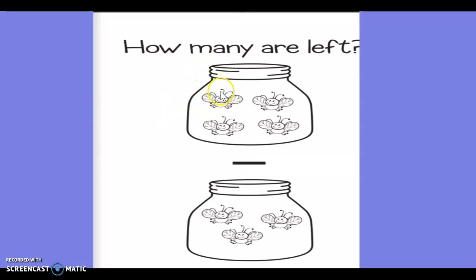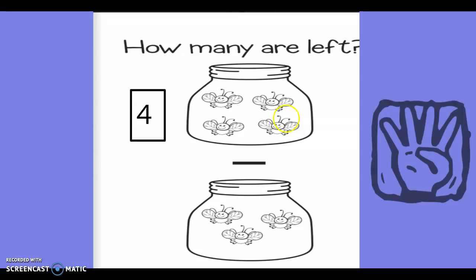So let's count how many bugs we have in the first jar. 1, 2, 3, 4. So how many bugs are in the first jar? We have 4, okay? So one way that you can solve this problem, go ahead and hold up 4 fingers, okay? All right, now, minus means to do what? It means to take away, okay?